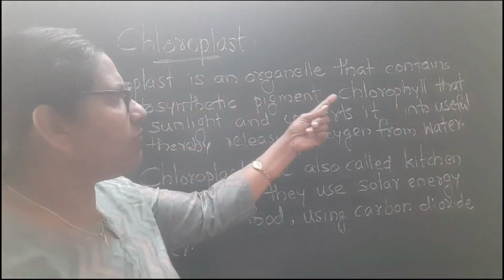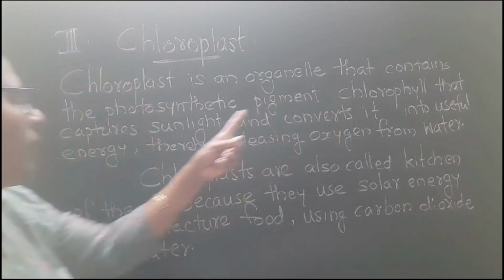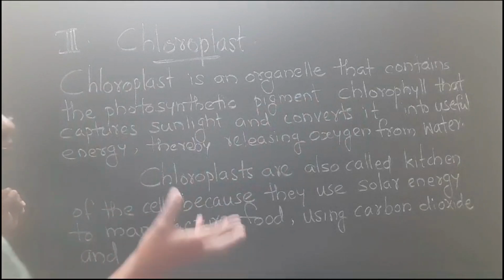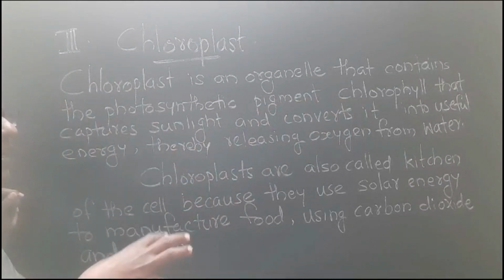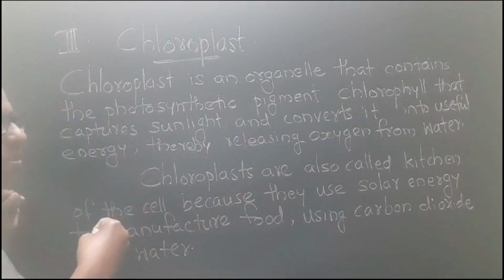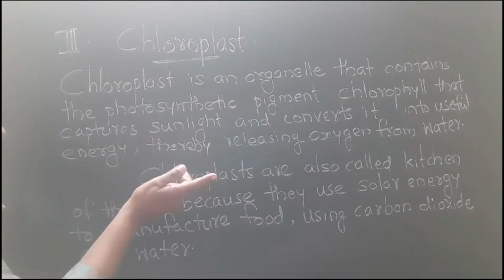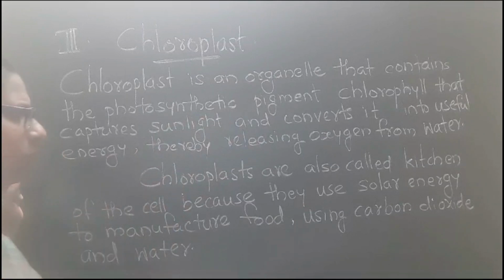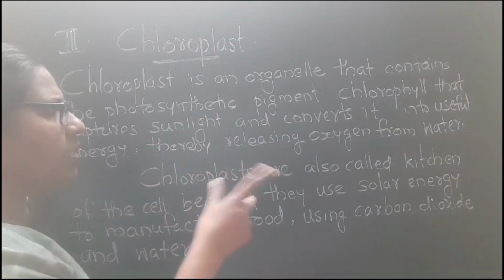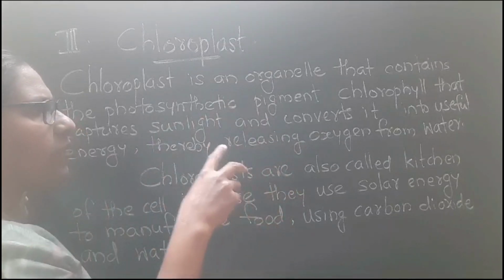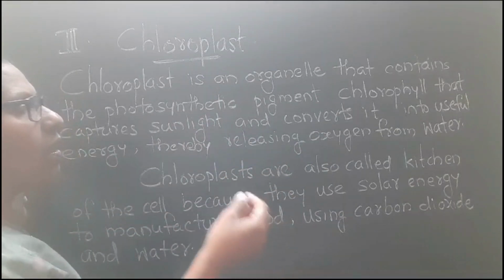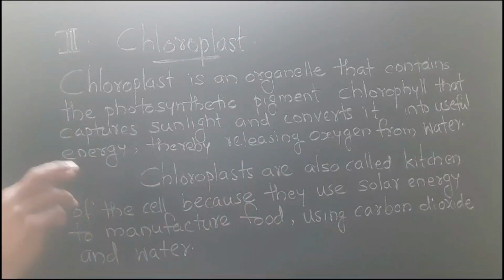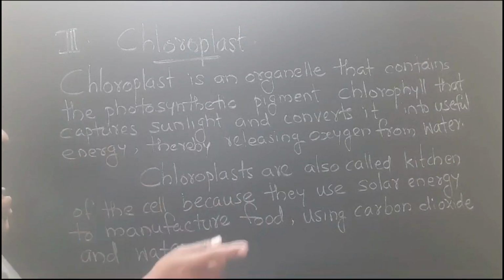Chloroplast is an organelle which contains chlorophyll. Because the chlorophyll is there in the leaves, it is able to capture the sunlight, and that sunlight it converts into useful energy for photosynthesis. And during this process it releases oxygen, and that from the water. It doesn't need oxygen, it needs carbon dioxide.